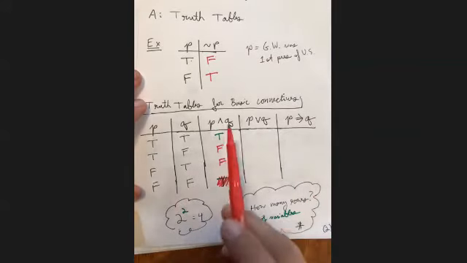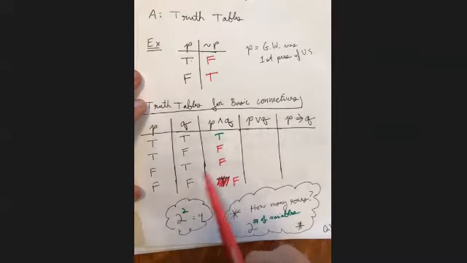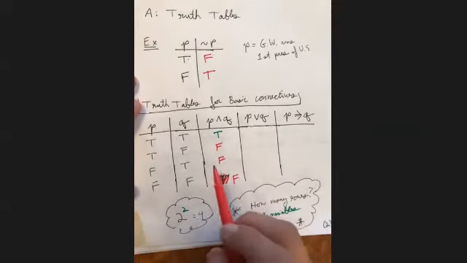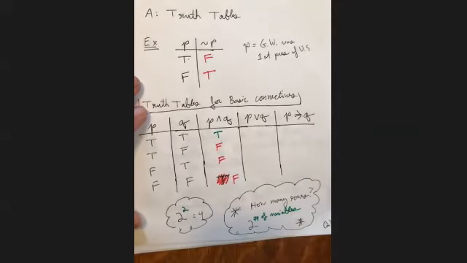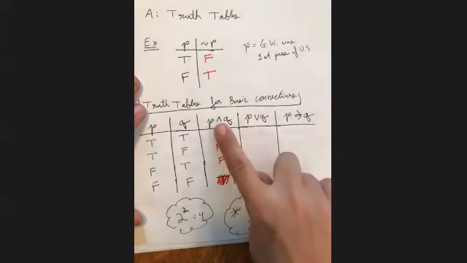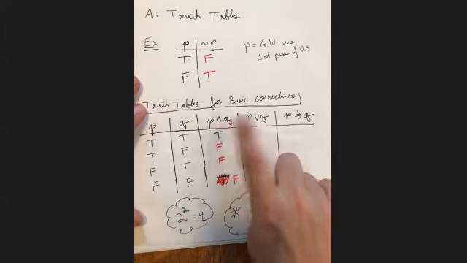So, an and statement is only true if both elements are true. If there's at least one false, then everything is false. That's the way to think about an and statement. If there's at least one false, then the whole statement is false. Okay. The or statement is the opposite of the and statement.